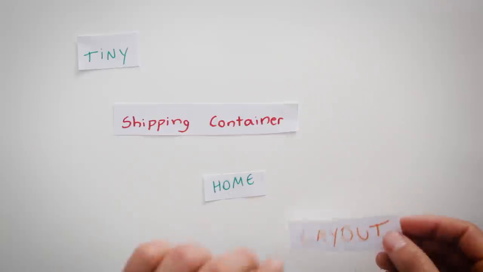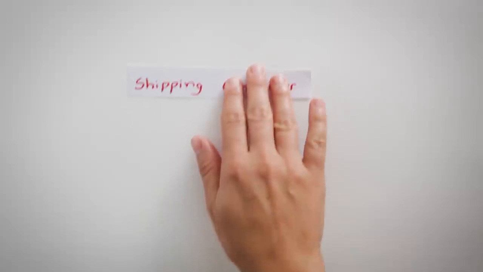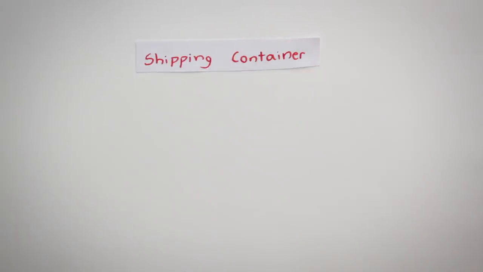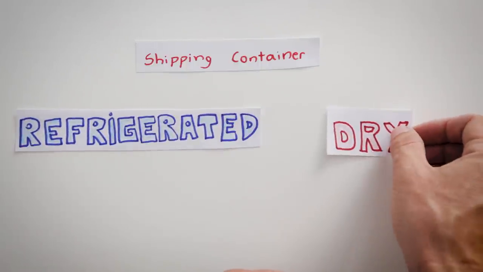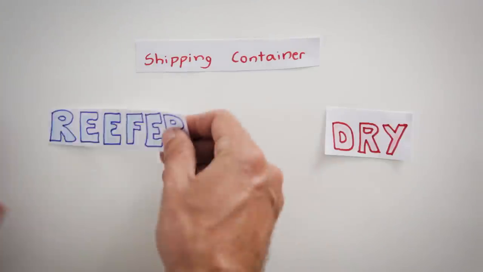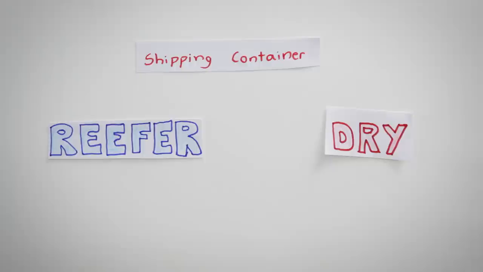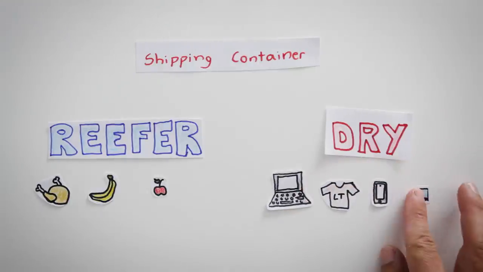In order to talk about a tiny shipping container home layout, I think it makes more sense to begin by talking about the shipping container itself. There are mainly 2 big groups of shipping containers, the refrigerated ones and the dry ones. Their names are pretty much self-explanatory. The refrigerated ones, also known as reefers, transport anything that needs to be refrigerated, and the dry containers are used to transport anything else.